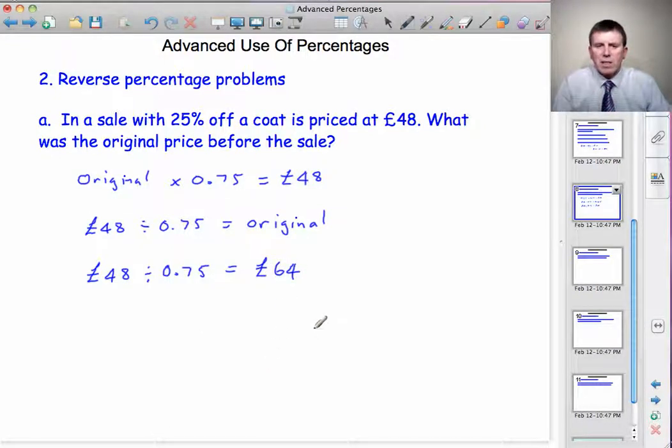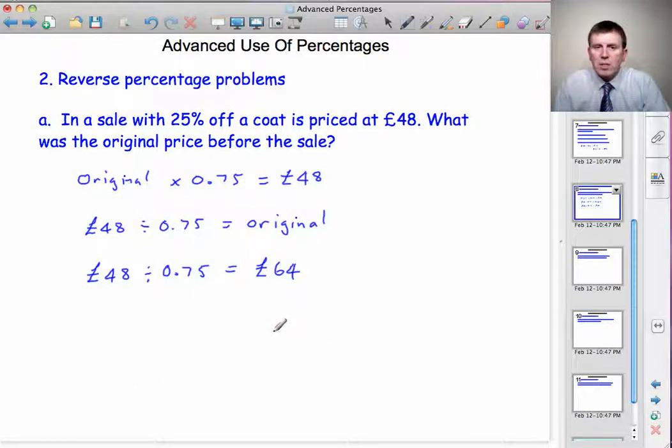Now we can check this. Take 25% off £64. Well, 50% would be £32, so 25% would be £16. And if we take £16 away from £64, we get 48. So it's correct. But most students in a GCSE exam that tackle these questions get them wrong.